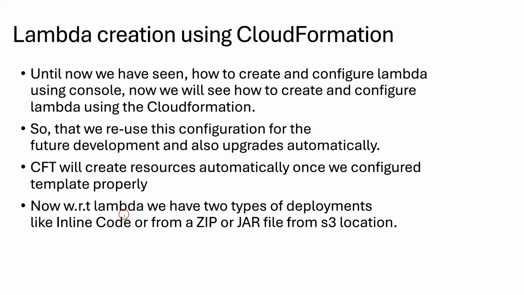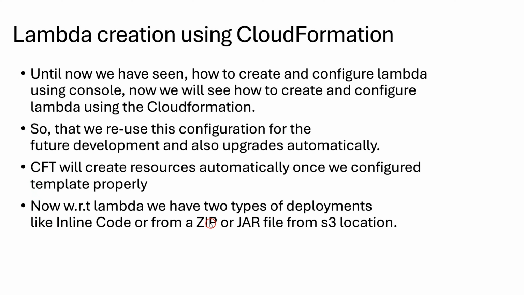Now, with respect to Lambda, we have two types of deployments: inline code, or a zip or jar file from an S3 location. So by using a CloudFormation template, we have two types of deployment with respect to Lambda. So how to deploy Lambda? If you have a very small amount of code, you can use the inline code approach where your CFT should have the code itself.